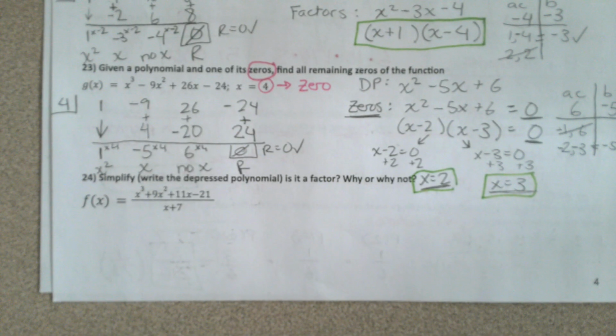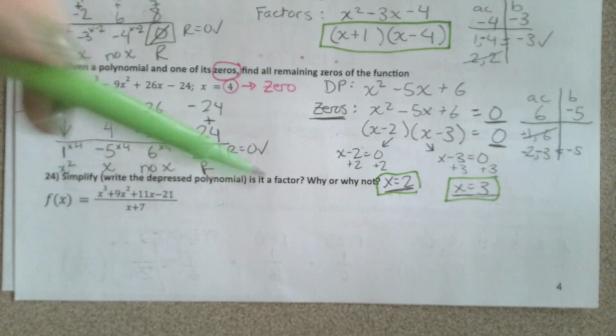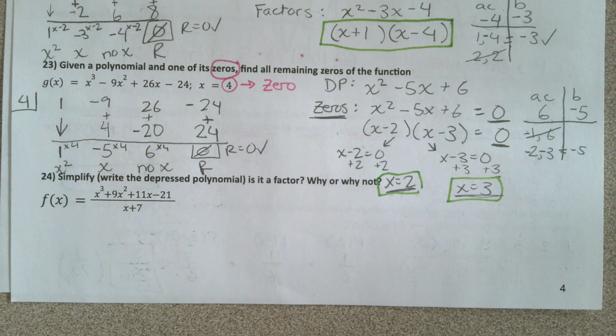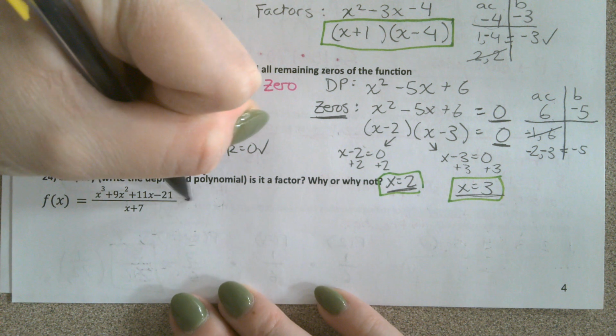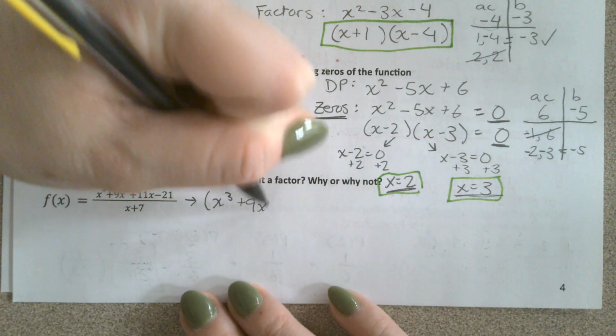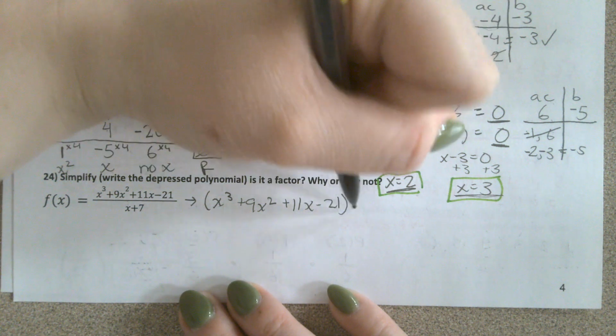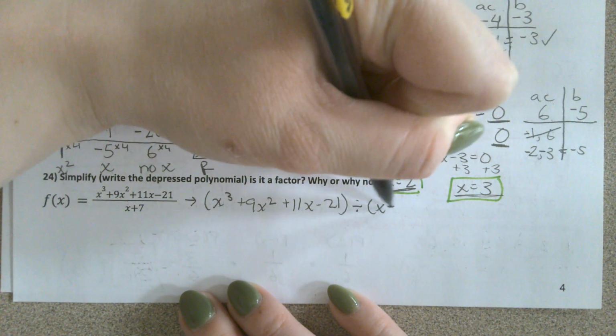Last problem, number 24. Simplify, write the depressed polynomial. Is it a factor? Why or why not? So this is basically just synthetic division. So the first half of the past 2 problems. It's written as a nice big fraction to kind of throw you off, but remember, a fraction is still division. So let me rewrite this. X cubed plus 9x squared plus 11x minus 21 divided by x plus 7.